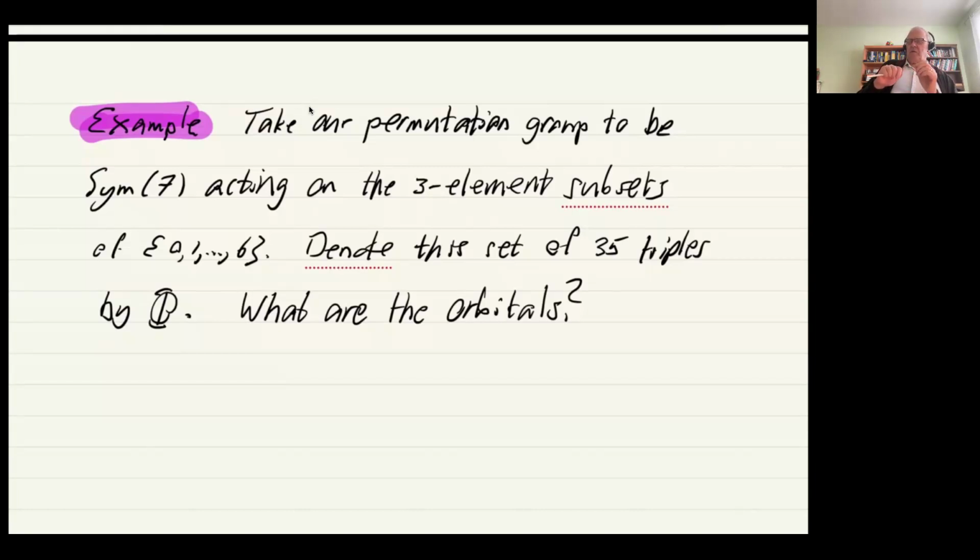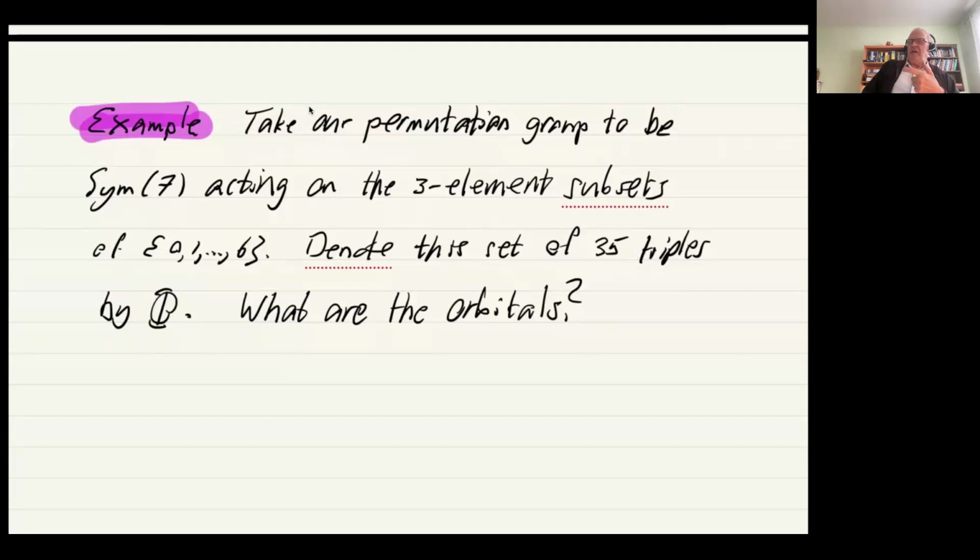Okay, and so the orbital consists of pairs alpha comma alpha, where alpha is a triple. And so just 2 copies of the same thing. So that orbital, its size will be just the number of triples. You've got 35 triples of that form. Okay, but the interesting thing is that the other orbitals give you a graph.